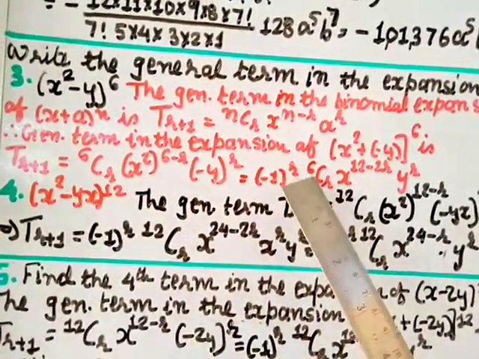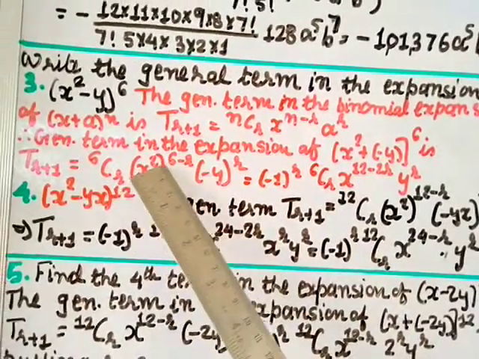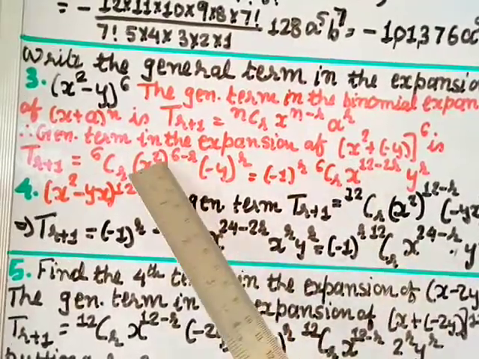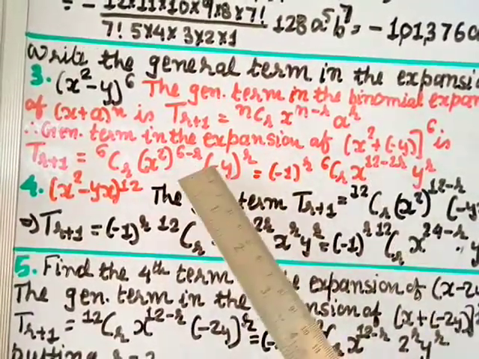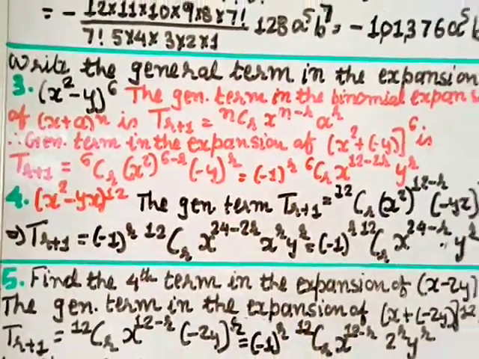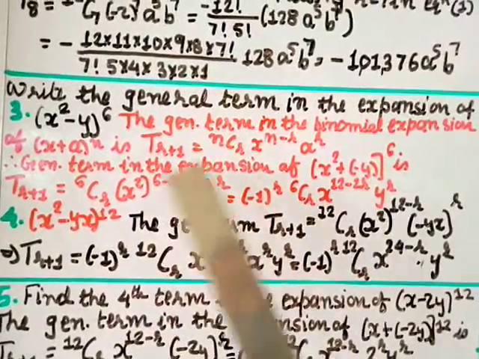This is 6Cr into this x, and this 2 is multiplied with this 6, so 2 into 6 is 12 minus 2 into r is 2r, so x power (12 minus 2r), and here y power r, and this negative power r I have taken out as (minus 1) power r. Okay, so that is the solution or the general term for question 3.